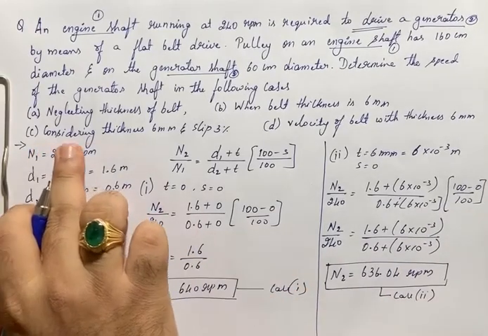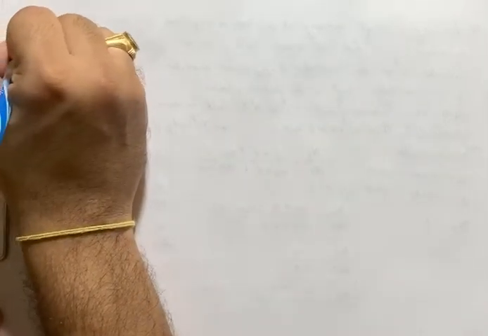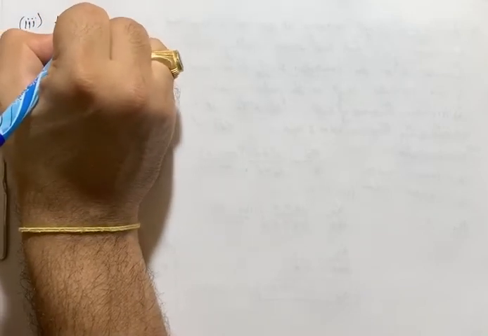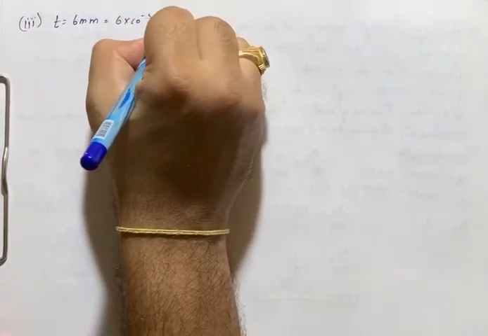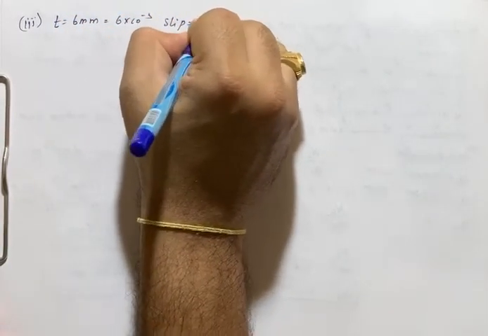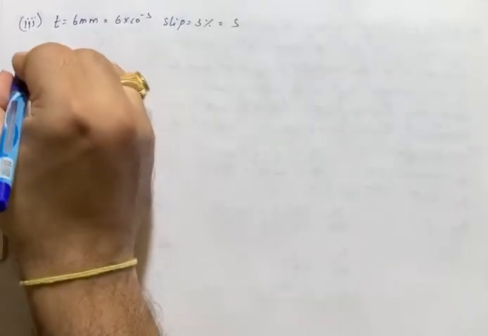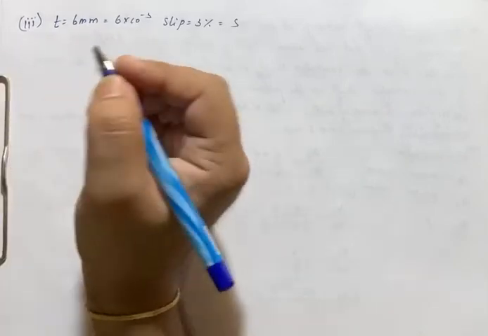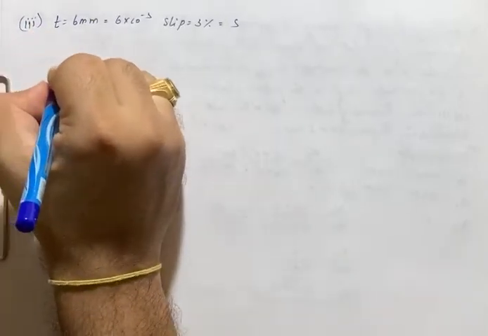Now for case 3, I need to consider the thickness as 6 mm and slip as 3%. So in case 3, I'll take thickness T equal to 6 mm, which is nothing but 6 into 10 raised to minus 3, and slip equal to 3%, that is S. So we have the formula N2 by N1 is equal to D1 plus T divided by D2 plus T, into 100 minus S divided by 100.